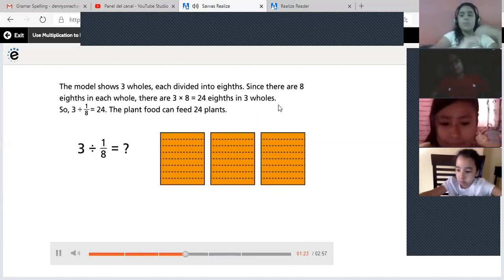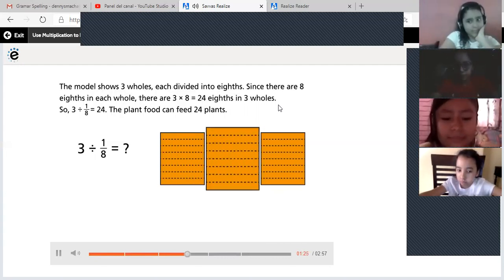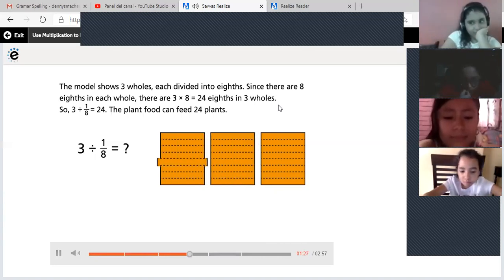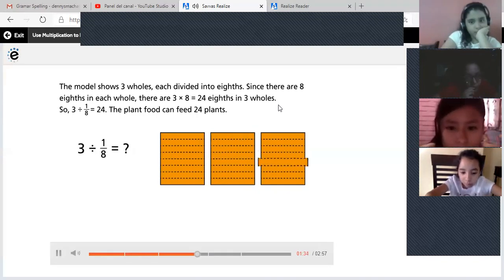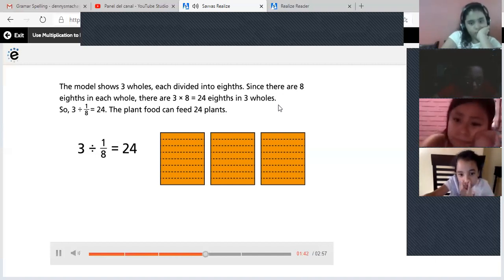The model shows 3 wholes, each divided into eighths. Since there are 8 eighths in each whole, there are 3 times 8 equals 24 eighths in 3 wholes. So 3 divided by 1/8 equals 24. The plant food can feed 24 plants.